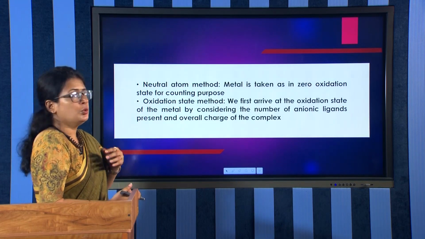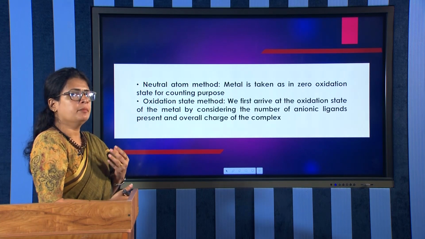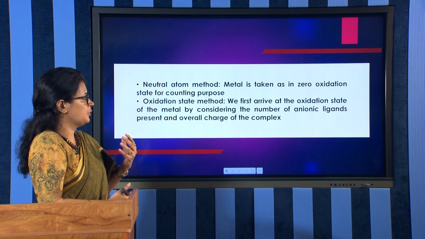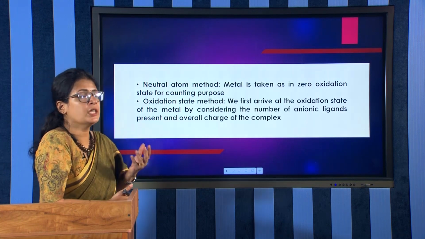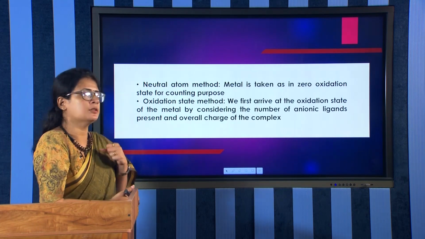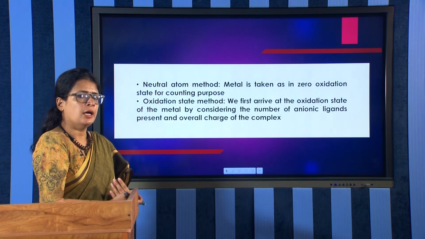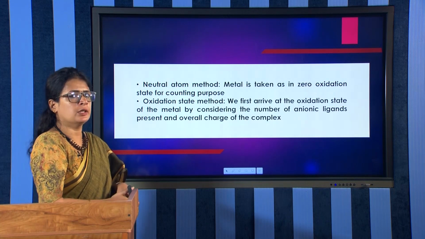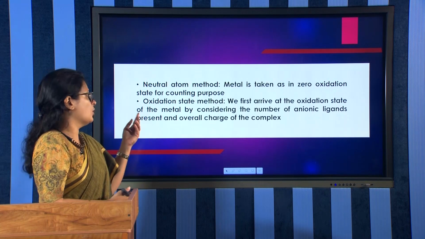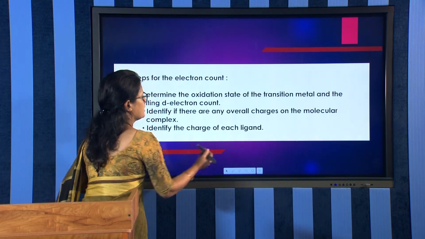Now, in the neutral atom method, the metal is taken as being in a zero oxidation state. You are considering the metal in a zero oxidation state. And in the ionic method, we first have to arrive at the oxidation state of the central metal atom. You know how to find the oxidation state; I have already taught this in the previous classes. Firstly you have to arrive at the oxidation state by considering the number of anionic ligands present and the overall charge of the complex. All these things were discussed previously.